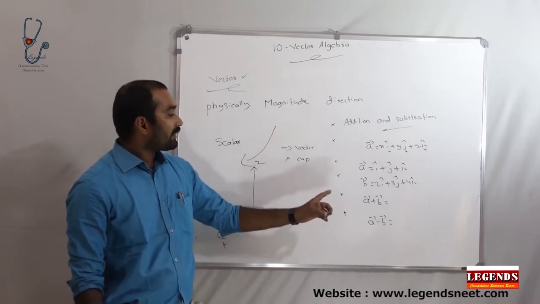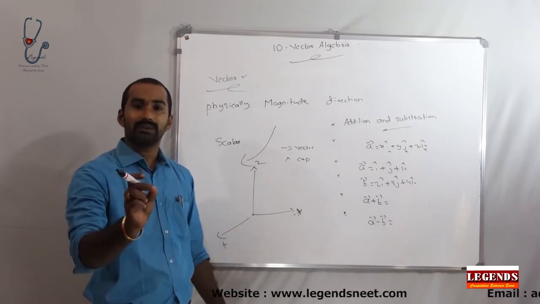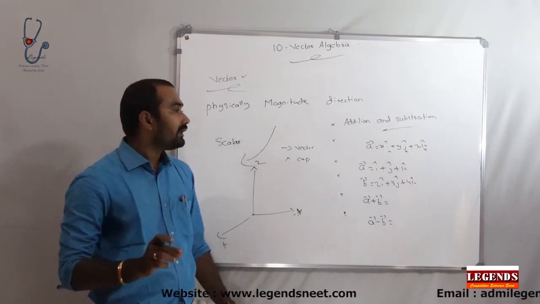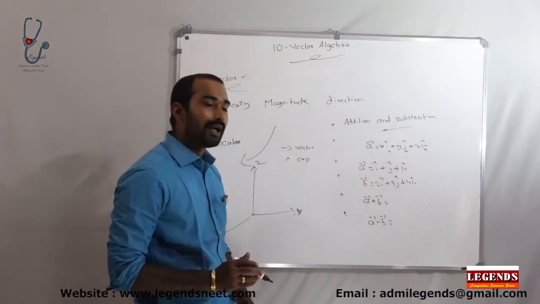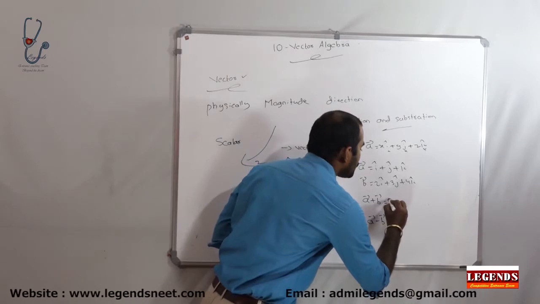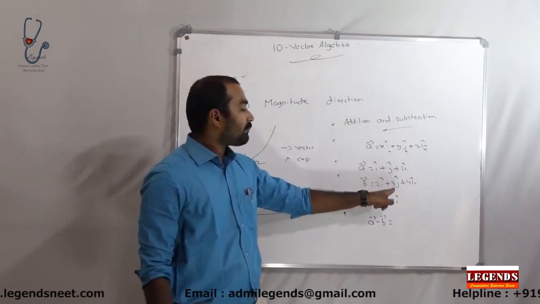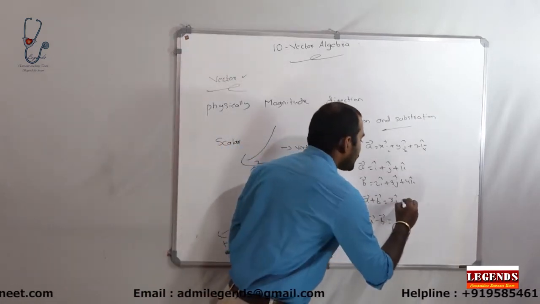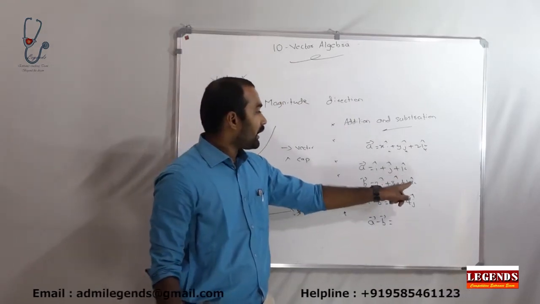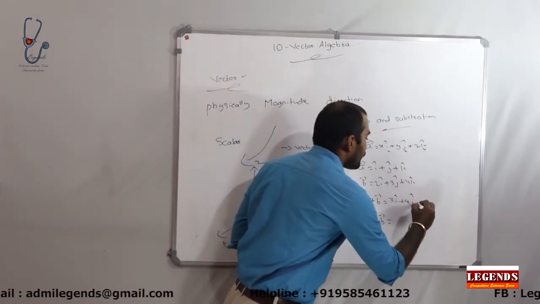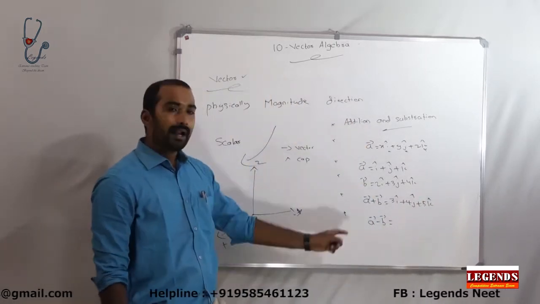A vector plus b vector means add the given two vectors, the same procedure that we use in basic algebra. Here, first 1i plus 2i. We know that 1i plus 2i is equal to 3i. Next, 1j plus 3j is 4j. Next, 1k plus 4k, where 1 plus 4 is equal to 5, means 5k.